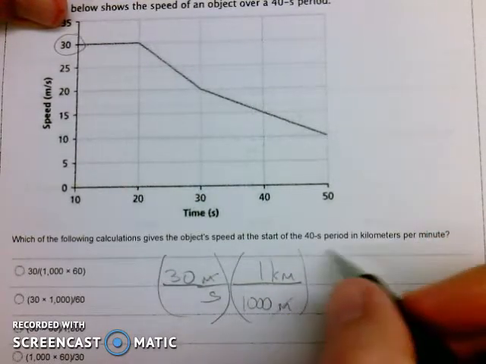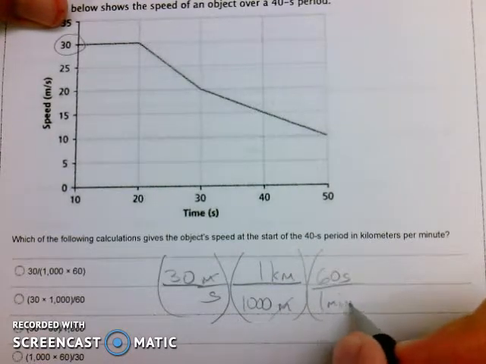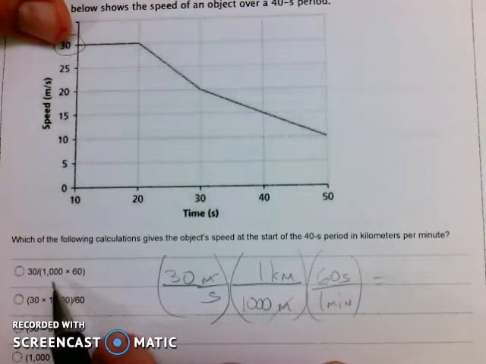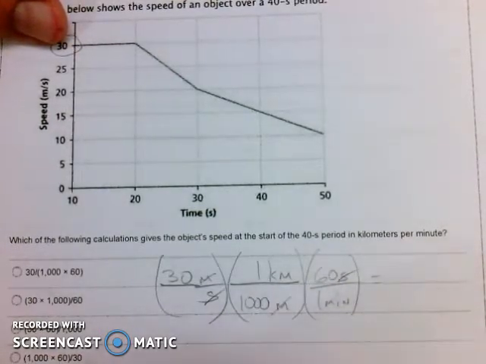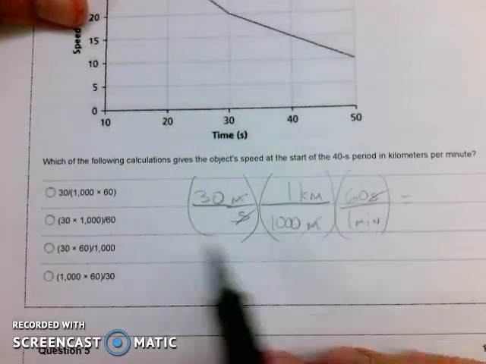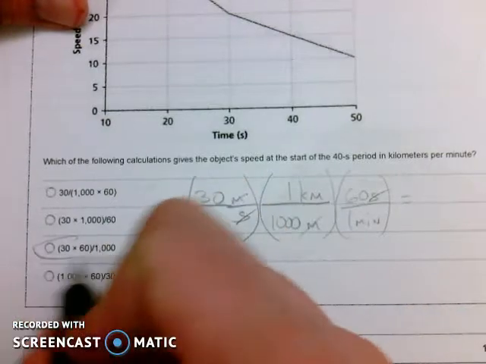All right, my meters cancel out. Now I want to go from seconds to minutes. 60 seconds over 1 minute. All right, and that'll give me, well, actually, we're not really finding the number. We're just making unit conversions and figuring out which one of these represents that set of unit conversions. So we need 30 times 60 divided by 1,000. That's the answer.